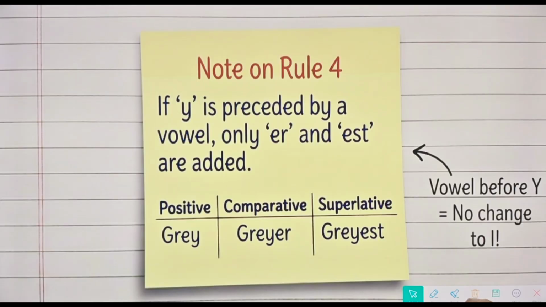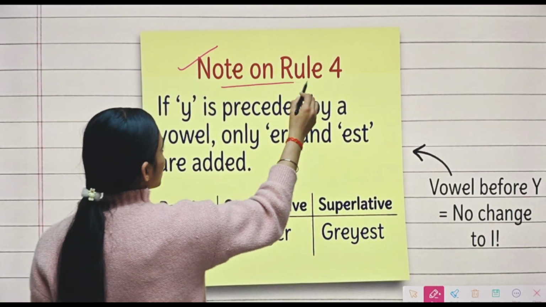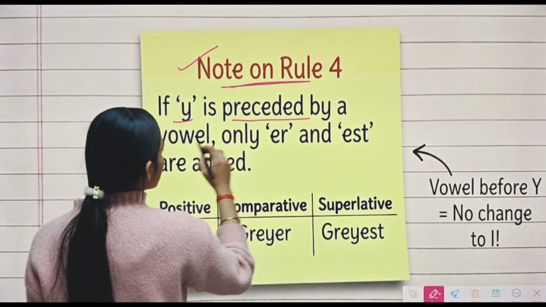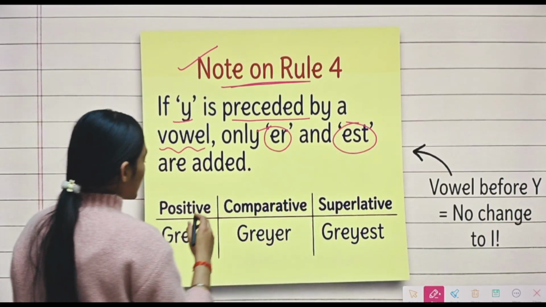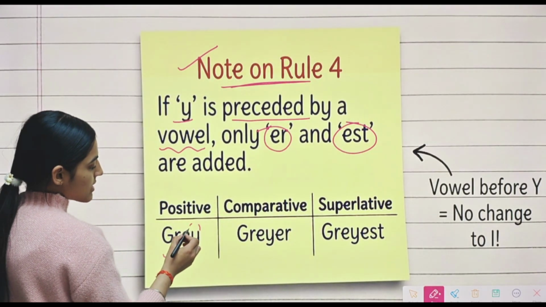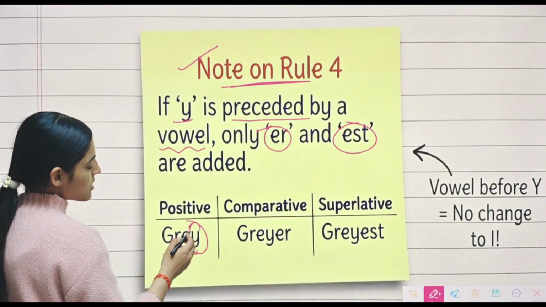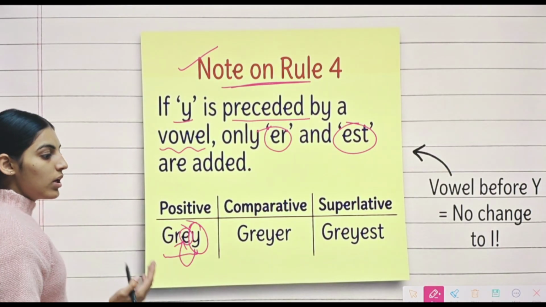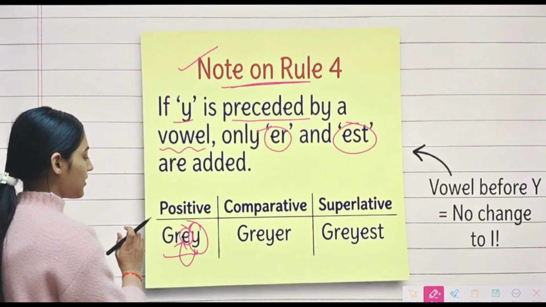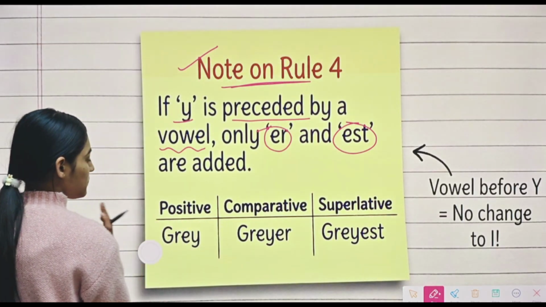Now moving on, this is a note for rule number 4. If the Y is preceded by a vowel, we will just add ER or EST like this. This word is ending with Y and before that we have a vowel over here. A, E, I, O, U. These are the 5 vowels that we have in our grammar.